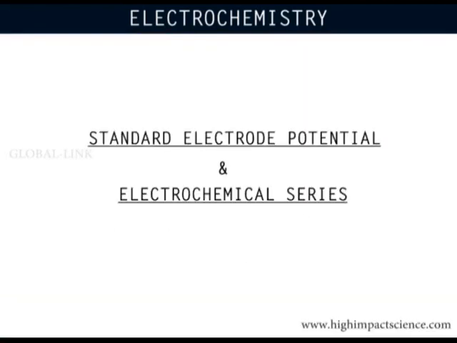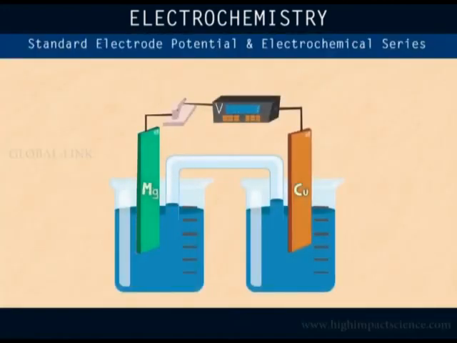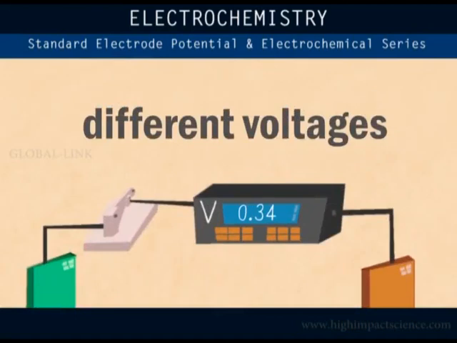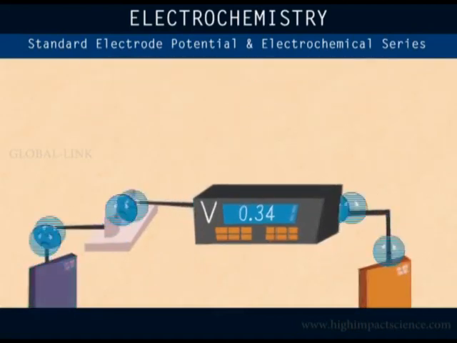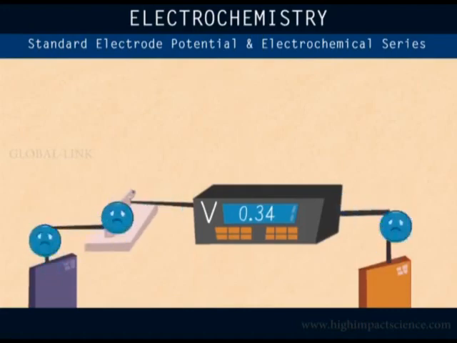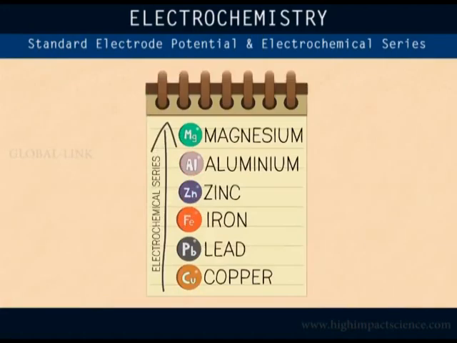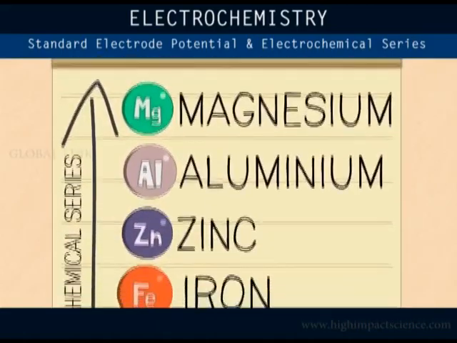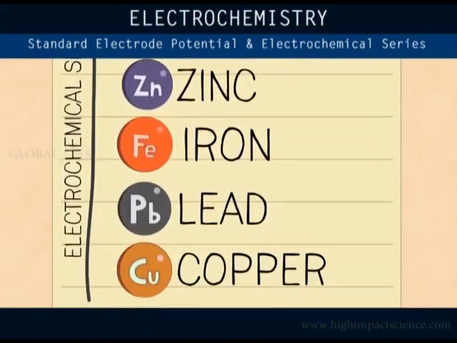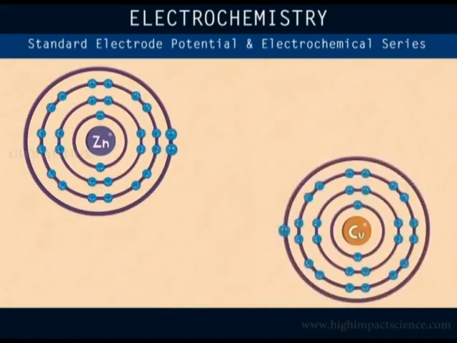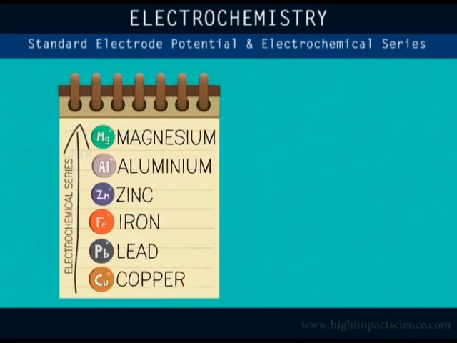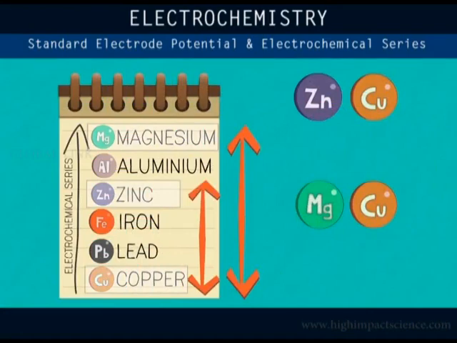Next, standard electrode potential and the electrochemical series. Now, different combinations of metals produce different voltages, and this depends on how strongly the metal can force its electrons to move across the cell. The electrochemical series is a list of metals and other substances arranged in a ranked order of how easily the atoms lose electrons. The farther apart the metals are on the series, the higher the voltage produced across the cell.